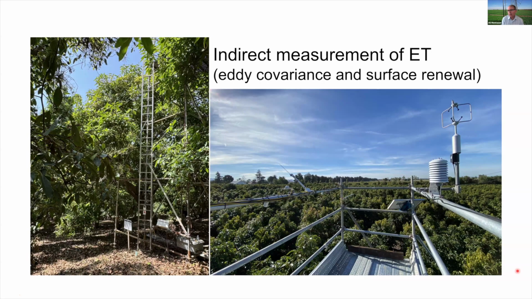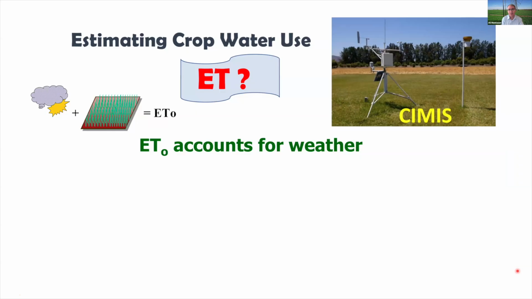But there are also different methods we can use to indirectly measure evapotranspiration. Eddy covariance and surface renewal are some of those measurements. Over the last 4 years, we used this technology and equipment to measure the actual evapotranspiration, or ET, at 12 different avocado sites in California, all the way from San Diego County to Ventura County. I will share some of the results we found from this study. So let's go back to the definition.